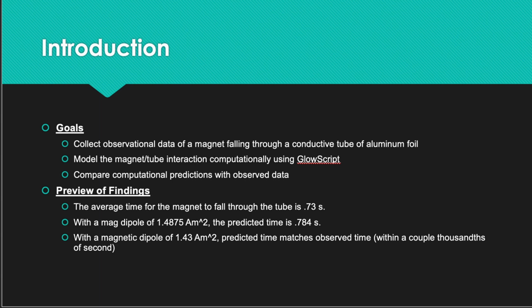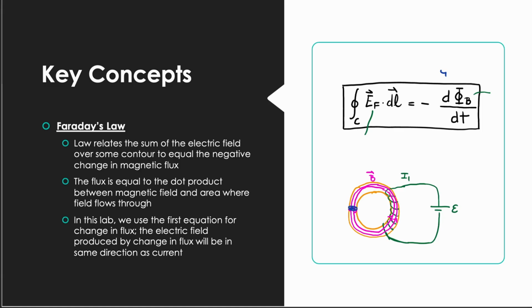Just to preview the findings, we find the average time for the magnet to fall through the tube is around 0.73 seconds. If we use a magnetic dipole of 1.4875 ampere meters squared, then the predicted time for the magnet will be 0.784 seconds. But if we adjust that dipole to around 1.43 ampere times meter squared, then the predicted time will match the observed time within a couple thousandths of a second. We are getting the original magnetic dipole from Lab 3.